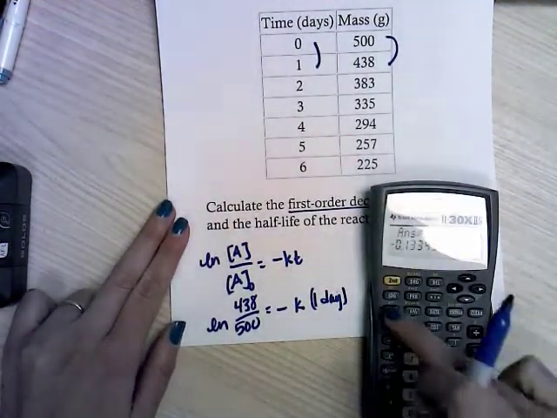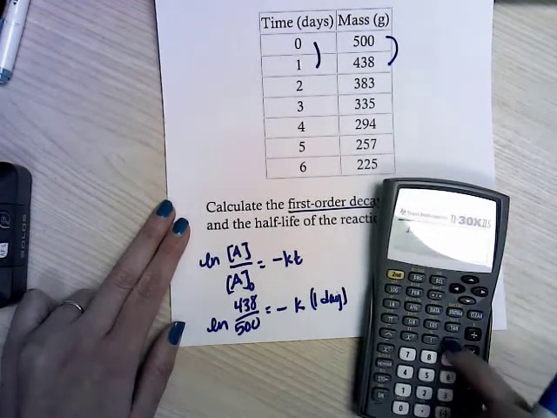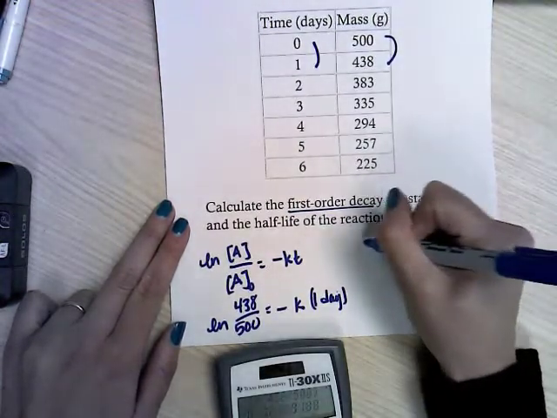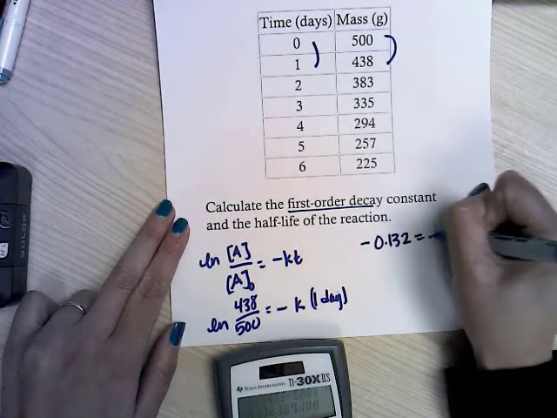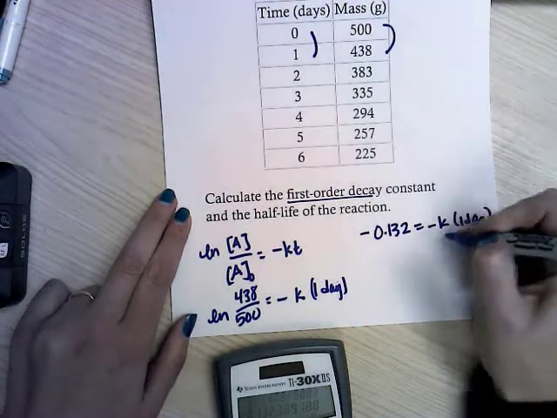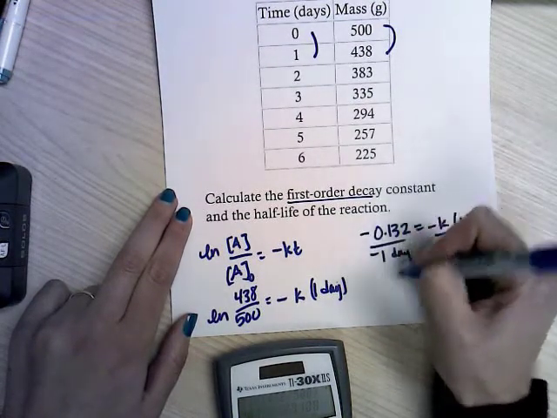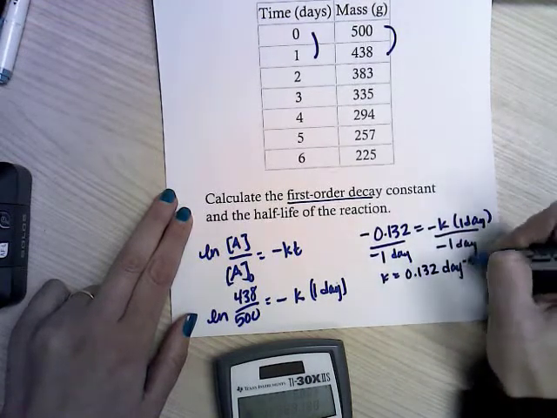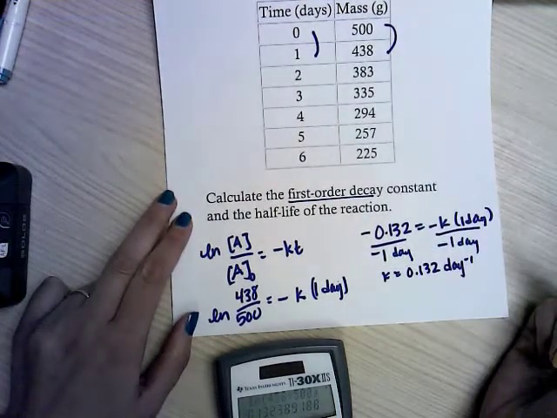So I'll do the natural log of the 438 divided by 500. Make sure that's in parentheses in your calculator. And I get negative 0.132, no unit over there. And then negative K times 1 day. And I'll divide by the negative sign, divide by the 1 day to get the K by itself. And I get 0.132 inverse days. That's my K. All right, so that's the first order decay constant.